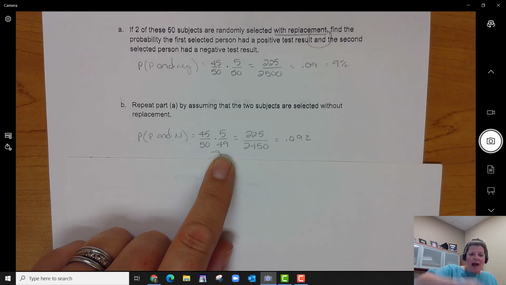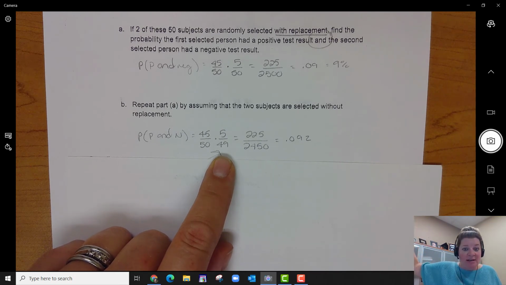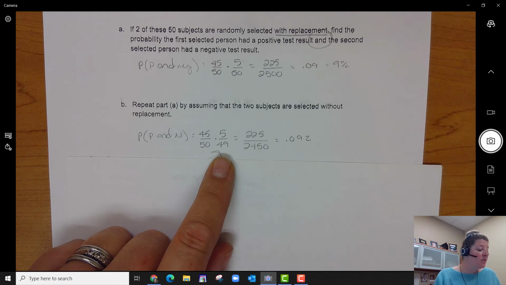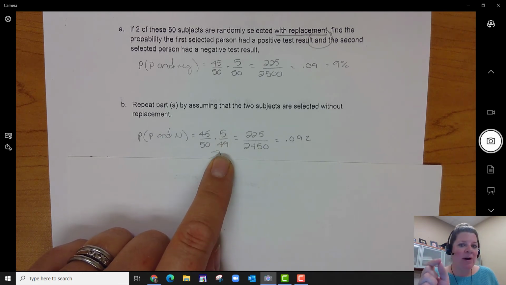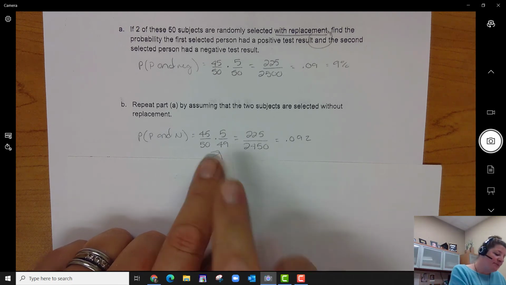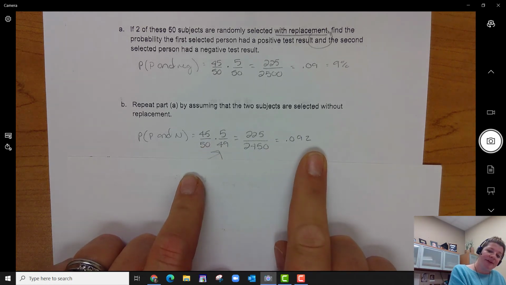Because I left out one positive person, I only have 49 of these left in here, these whatever tags with people's names or something like that. And so 5 of those are still left that are negative. So see how that second one, you had to think about it being dependent upon the first. So what happened with the first affects the second. Okay? So we times these, and here's our probability.